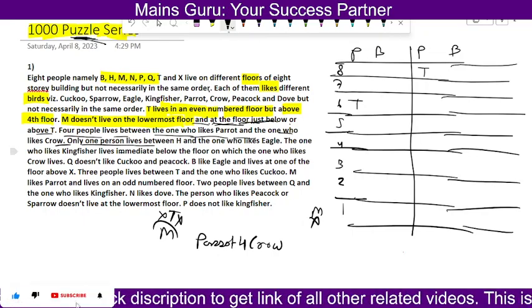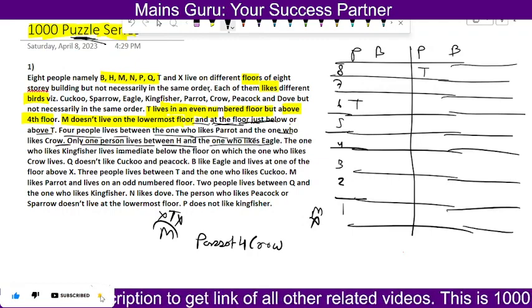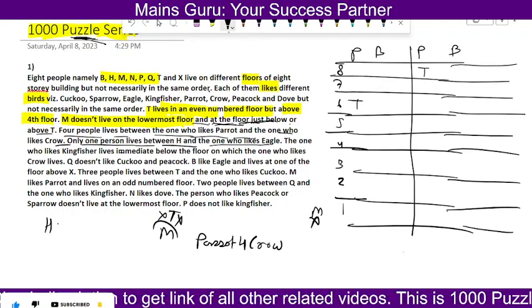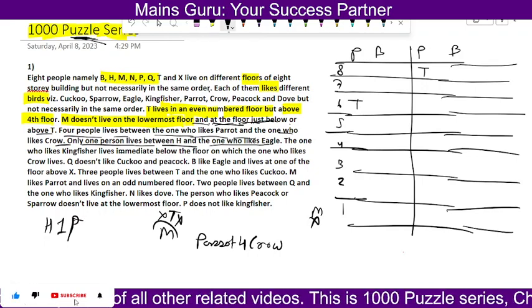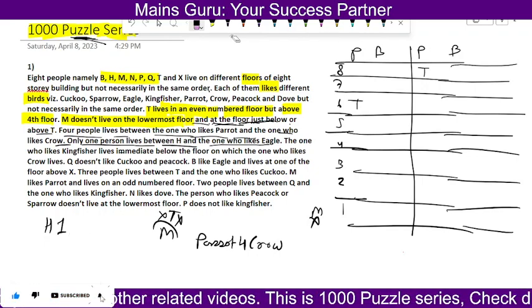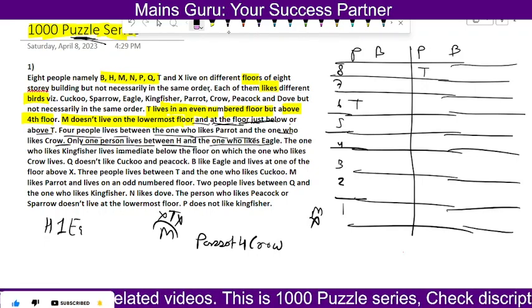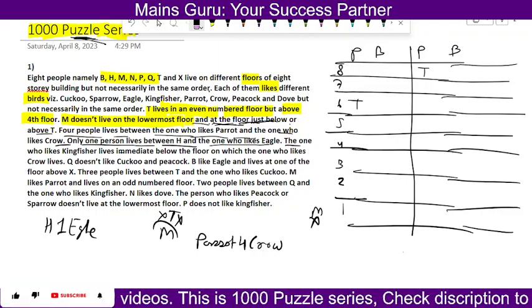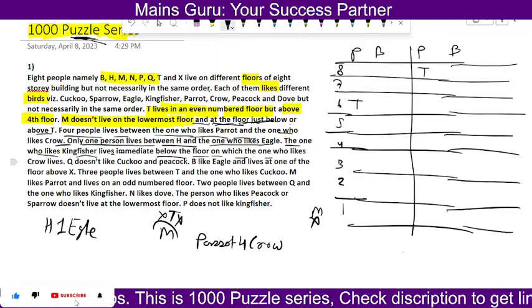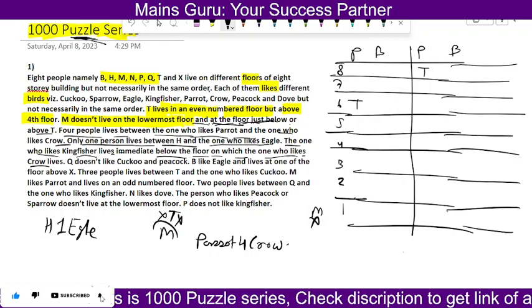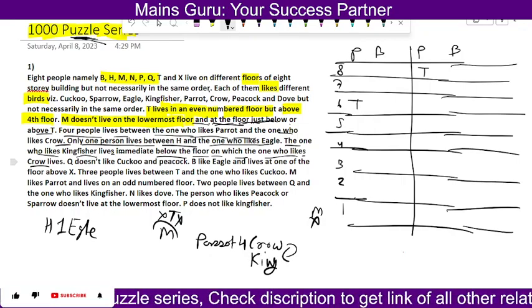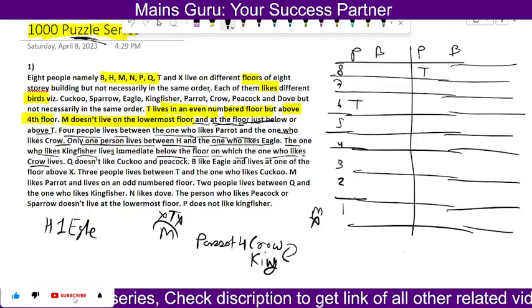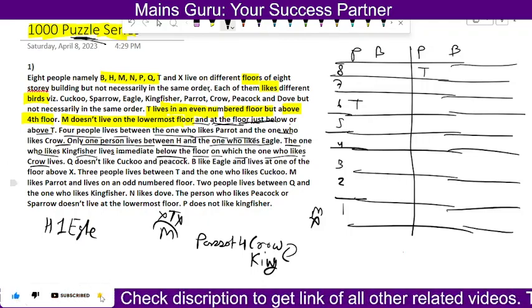Only one person lies between H and the one who likes eagle: H, 1 person, and eagle. The one who likes kingfisher lives immediately below the one who likes crow. So crow is here. Try to merge the conditions as much as you can. I have written kingfisher immediately below crow.